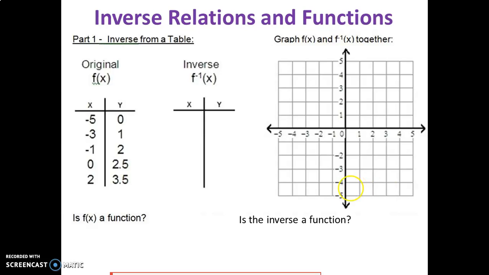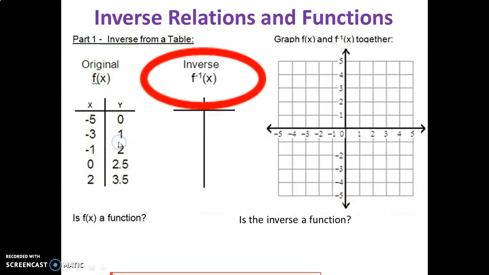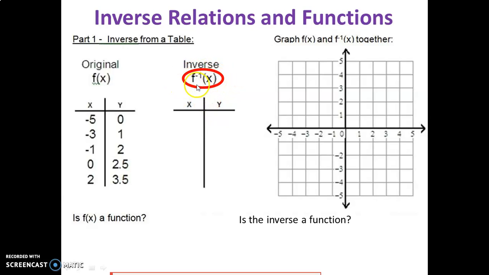Let's remind ourselves what an inverse is. So here's an original function with these data points. An inverse is written like this. We see that little -1 there. That means we're looking for an inverse. An inverse is just basically a function that's created by swapping the inputs and outputs of the original.